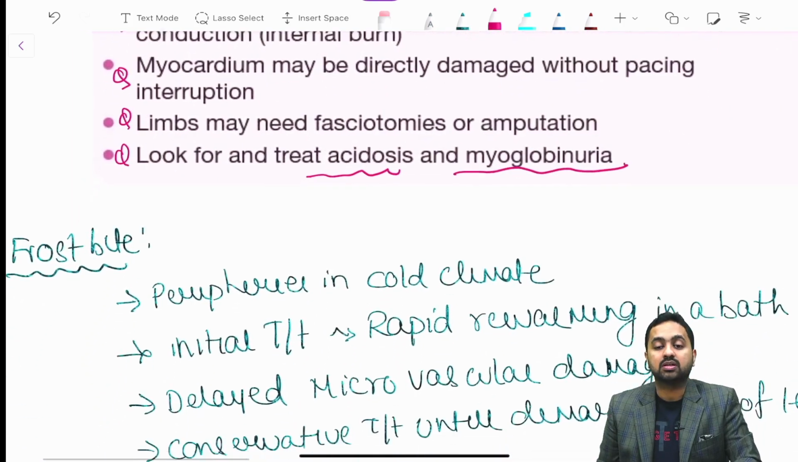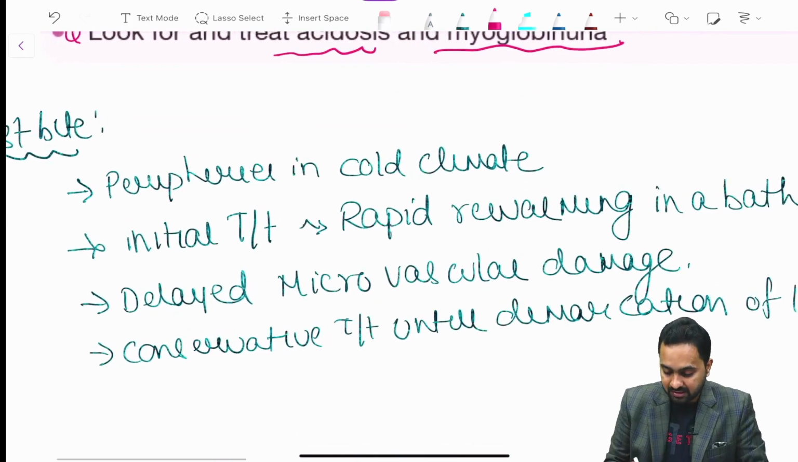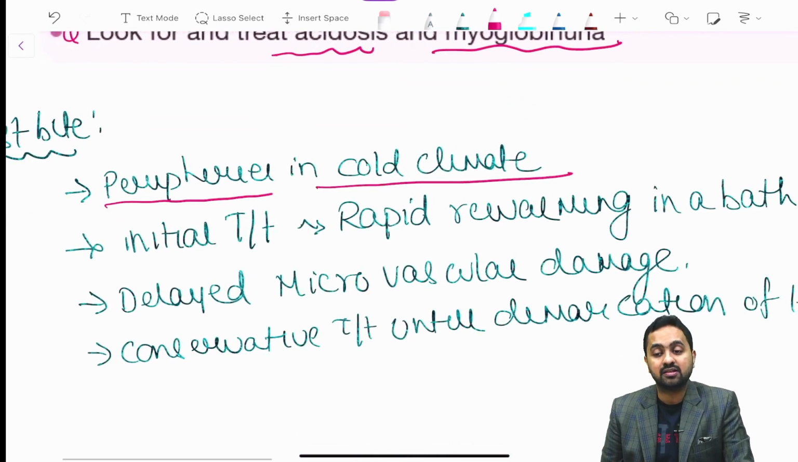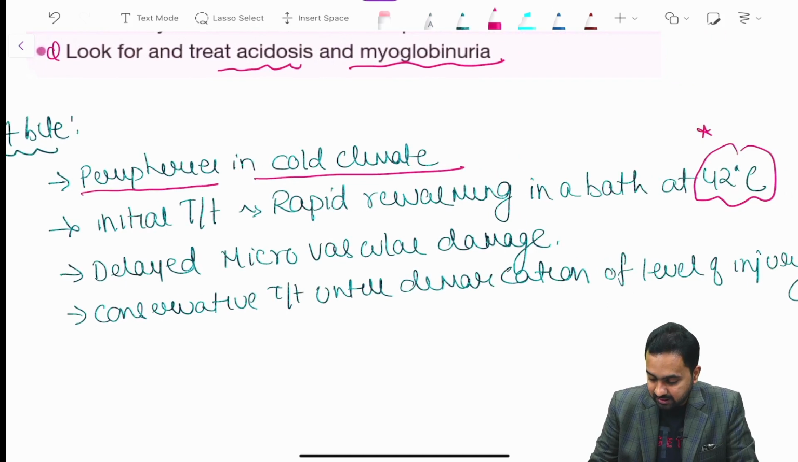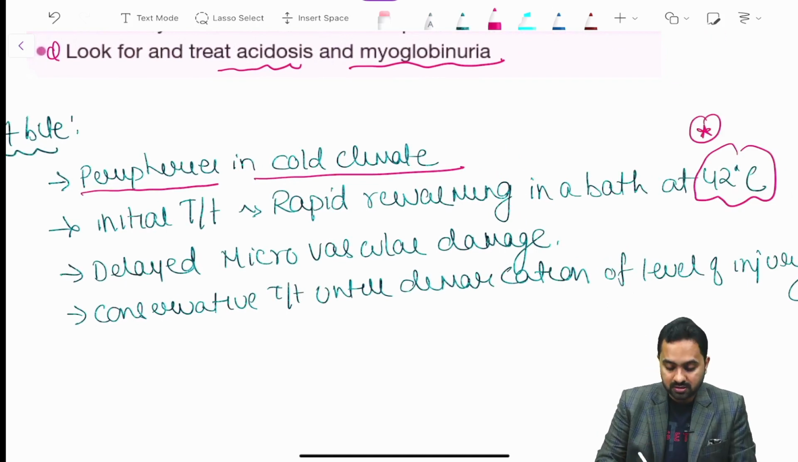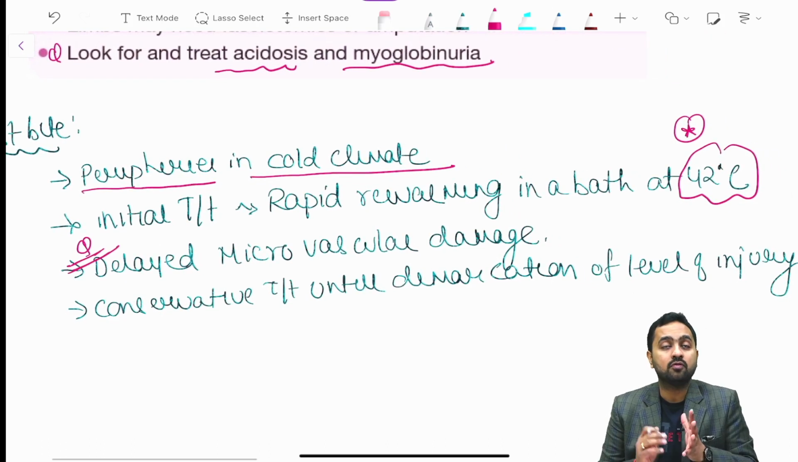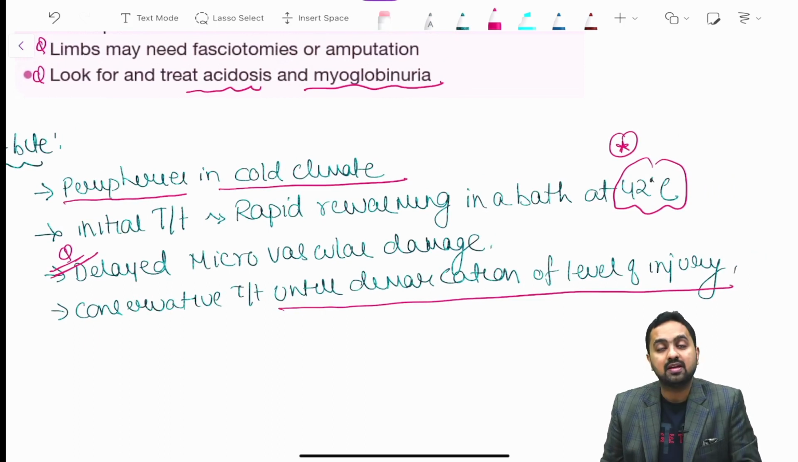And a few points regarding your frostbite. This mainly affects the peripheries in the cold climate. Now the initial treatment is your rapid rewarming in a bath at 40° Celsius. Now it causes your delayed microvascular damage, and you need to go for a conservative treatment until you have a clear-cut demarcation of level of injury, following which a surgery may be required.